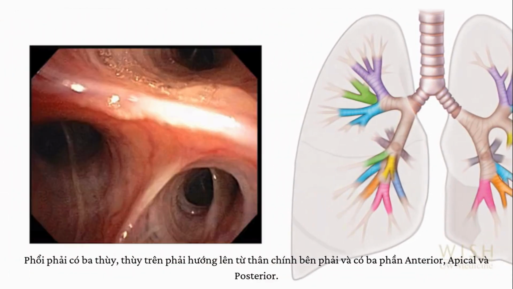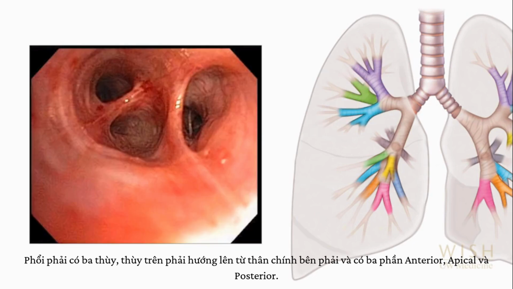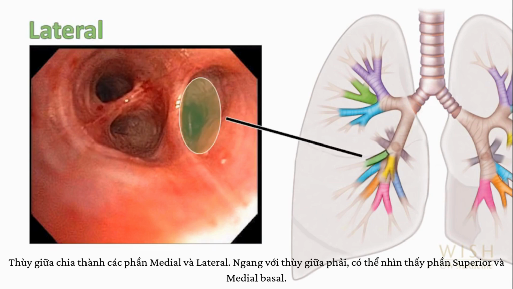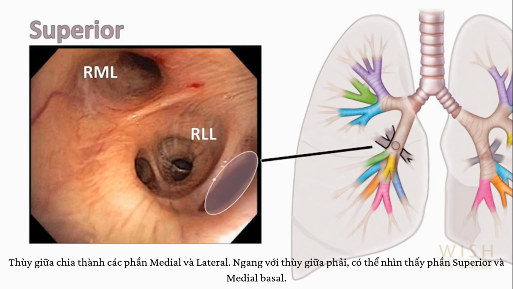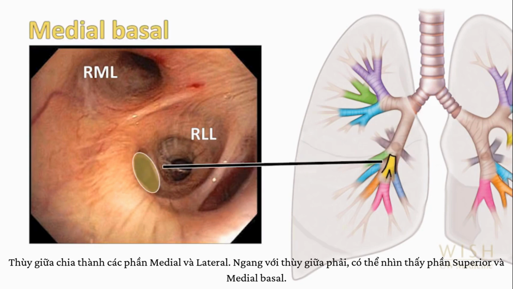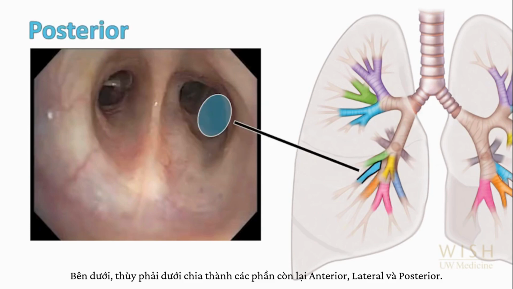The right lung has three lobes. The right upper lobe bronchus takes off laterally from the right main stem and has three segments: anterior, apical, and posterior. The middle lobe divides into medial and lateral segments. At the level of the right middle lobe bronchus, the superior segment and medial basal segments are visible. Below this, the right lower lobe bronchus divides into the remaining segmental bronchi: anterior, lateral, and posterior segments.